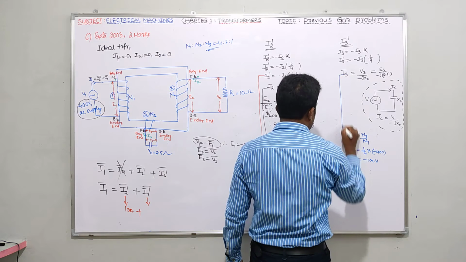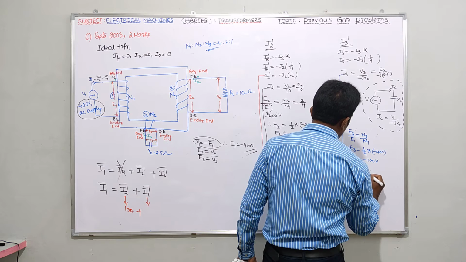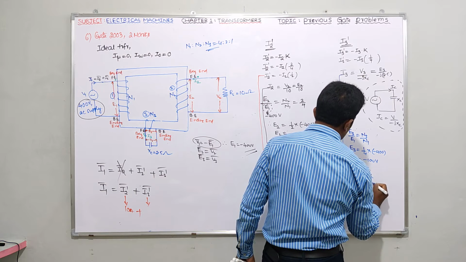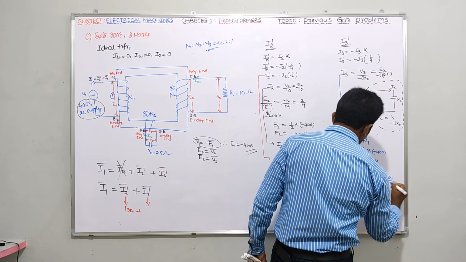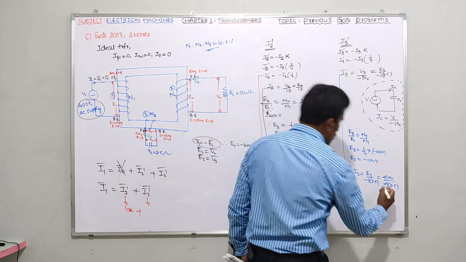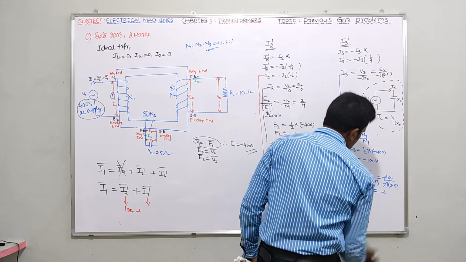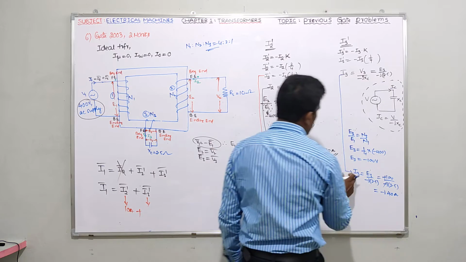Now with this knowledge, I am asking the I3 value. I3 is equal to E3 by minus J 2.5 is the formula. I3 value is minus 100 by minus J 2.5. So minus cancels. 1 by J means minus J. 100 by 2.5 means 40, so minus J40 amperes. This is only I3, guys.